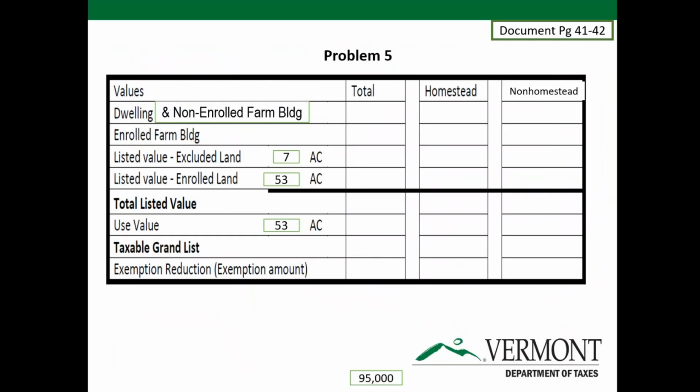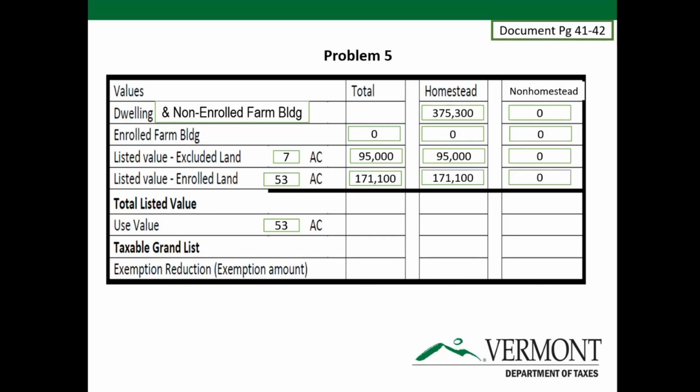All right. Let's repopulate what we've done so far. We'll throw in the zeros because we have no enrolled buildings. We had no remaining non-homestead value. So we're going to put that 375,3 in the homestead column and the total column. Then we will go ahead and add up those columns. Again, your system does this for you.